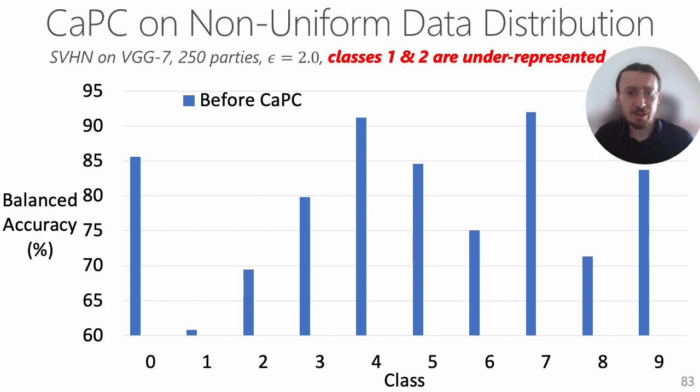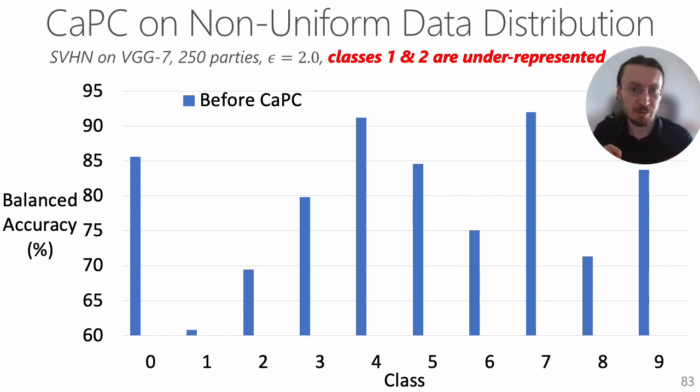So in this experiment, we want to analyze how Capsi can improve balanced accuracy. The balanced accuracy is defined as an average of recall scores obtained per class. So in principle, it captures the utility of the model when the dataset is unbalanced. We consider a case when there is a skew of the initial training data in the querying party. So here classes 1 and 2 are underrepresented.